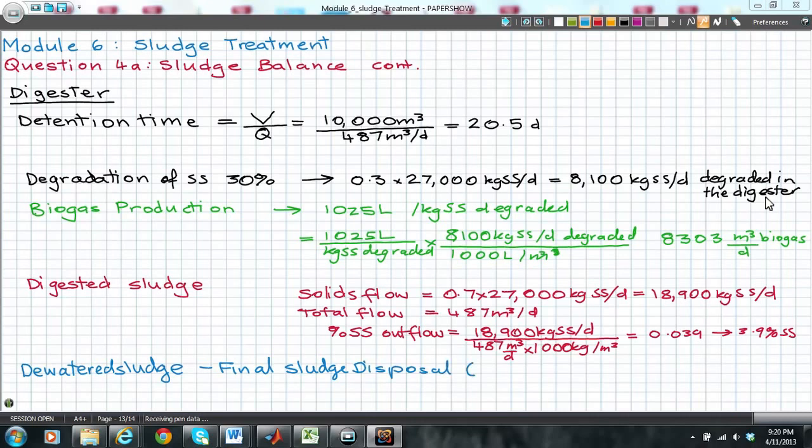And the centrifuge allows a final concentration of 21% suspended solids on a weight-to-weight basis. So we can calculate the volumetric flow, which is going to be the solids mass flow, which is 18,900 kilograms of suspended solids per day, divided by 210 kilograms of suspended solids per cubic meter, equals a volume of 90 cubic meters of the final sludge, the dewatered sludge, produced per day.